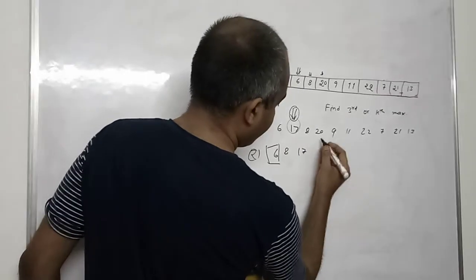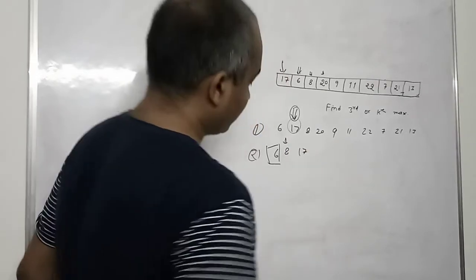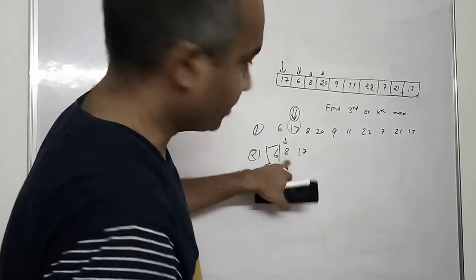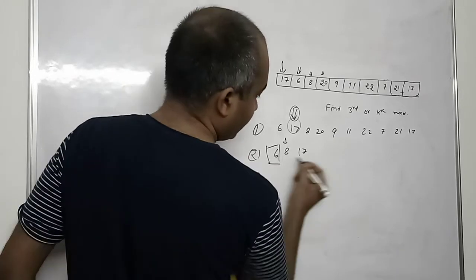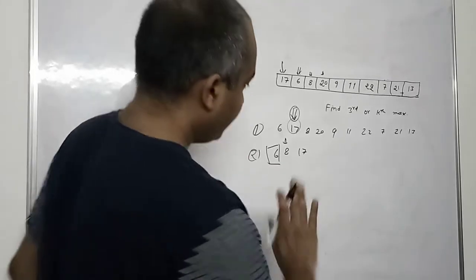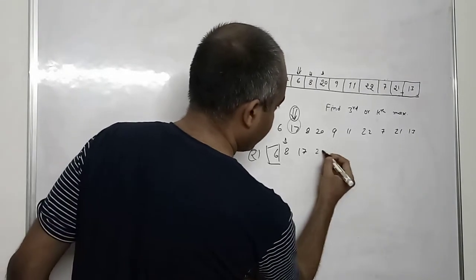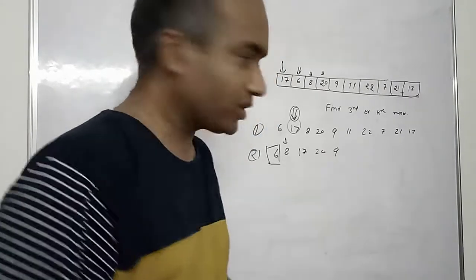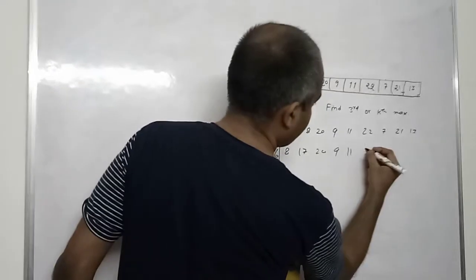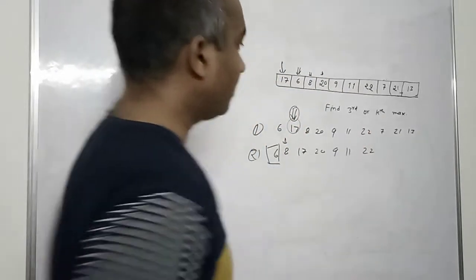Similarly, now we have 20. We compare 20 with 8, because now 8 is at the first position, which is smaller than 20. So we are not going to swap it, and 20 will stay here. The same story for 9, the same story for 11, the same story for 22, but not the same story with 7.